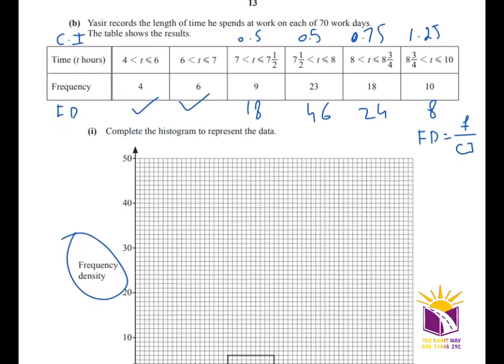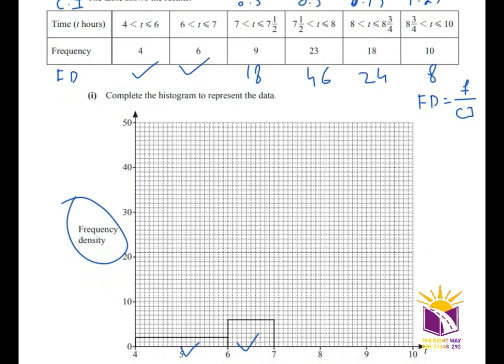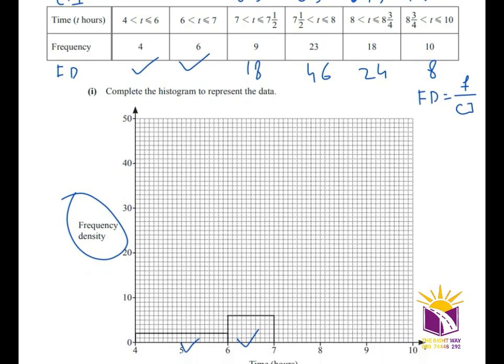Now I am going to draw my histogram from 7 to 7.5. For 7 to 7.5, it is 18. So 18 will be here. So my histogram will be like this one. For the next one, 7.5 to 8, it will be 46. So 46, 1 2 3 4 5 6, 46.